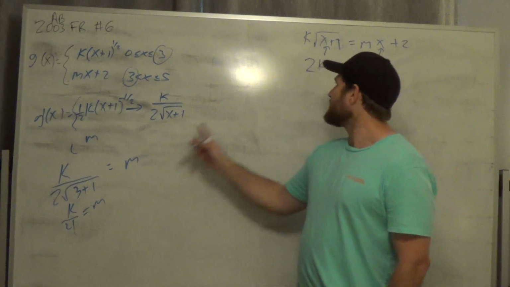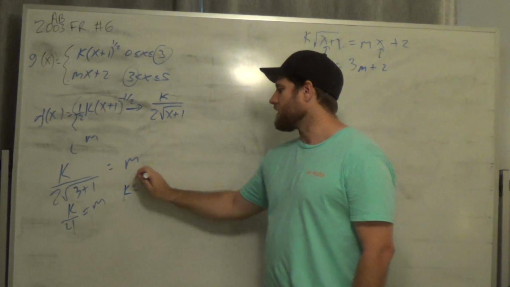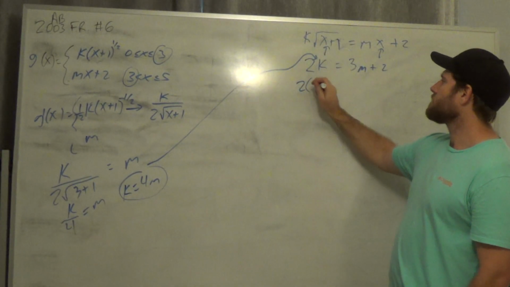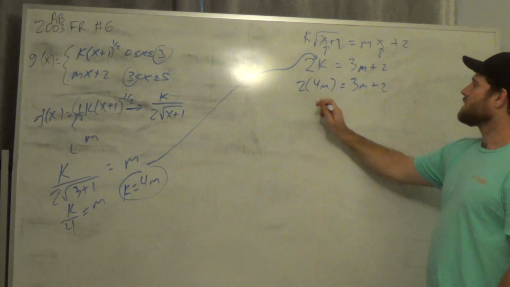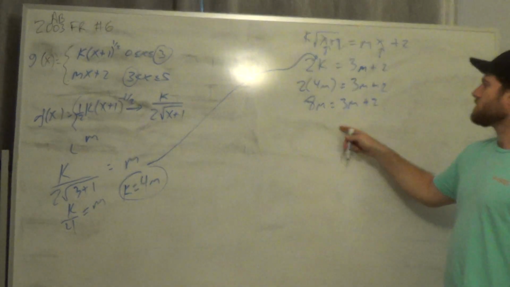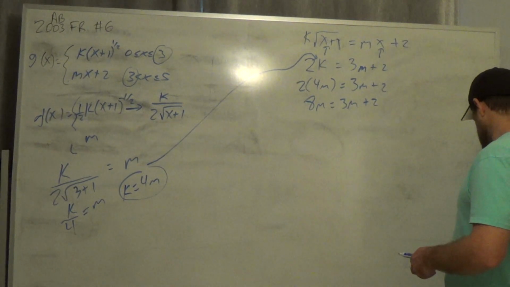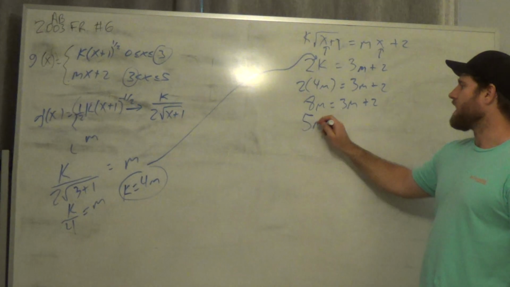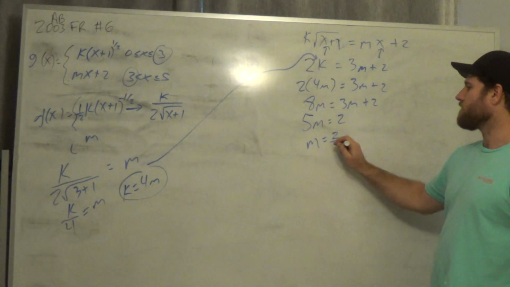I'm going to get k by itself since k is all nice over here. So I'm going to multiply that 4 to the other side and plug it in right there. So I now have 8m equals 3m plus 2. My board is getting very wiggly. I'll have to fix that. Anyways, I'm going to multiply it to the other side. That is 5m equals 2, and I'm going to divide. M is 2 over 5.